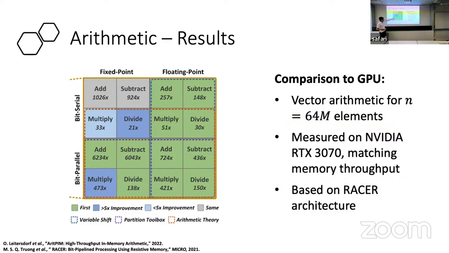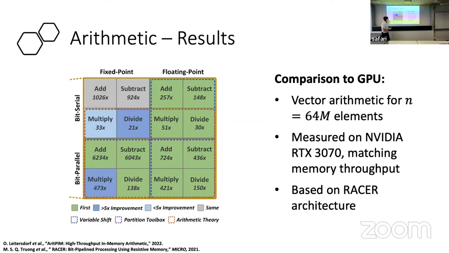And here we fill in the rest of the table. All we can notice is that as the operation gets more complex, the improvement gets smaller, because we're performing more operations in PIM for every byte we would need to transfer to the GPU. For example, in multiplication and division, we get a 30 or 20x improvement.